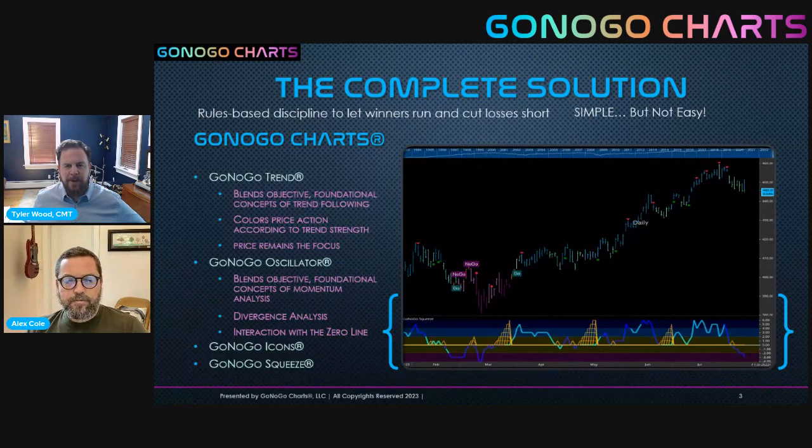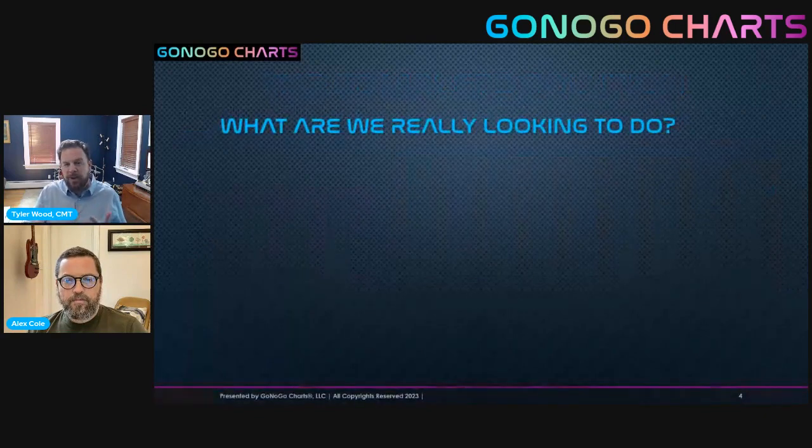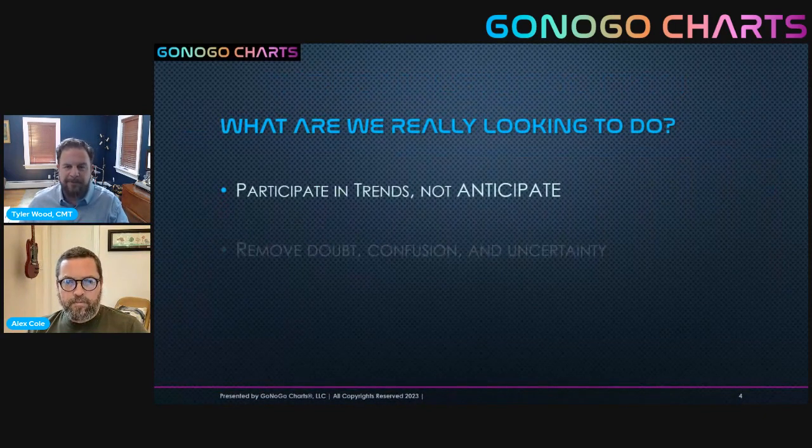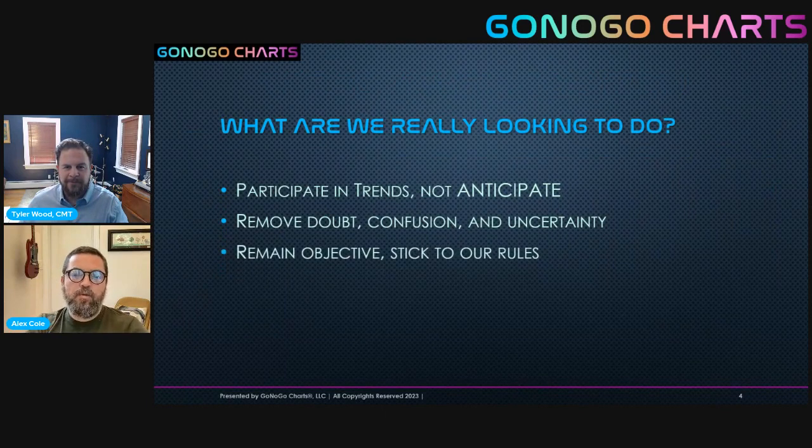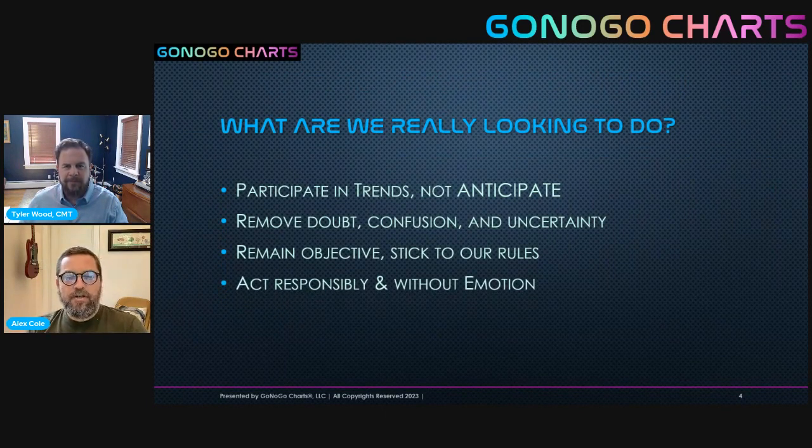Excellent. So before we dive into the practical application, let's just talk a little bit about what we're trying to do as trend following investors. So we want to participate in trends. We don't want to anticipate. We don't want to try to predict. There's people out there in our industry always sort of, here's what's going to happen next. If you know what's going to happen next, more power to you, but I'd be wary of those individuals. We want to remove any doubt or confusion and definitely uncertainty so that we can remain objective. And we do that by having a checklist that we've talked about and by sticking to our rules. And if we can do all of those things, we hope then that we're going to act responsibly and without emotional bias.